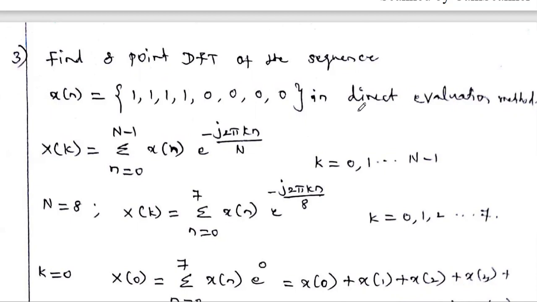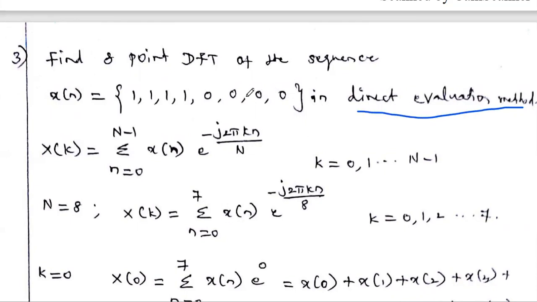If they mention the direct evaluation method, it means using the DFT formula we can calculate the capital X of k value. The same problem can also be performed using the FFT algorithm. Using the DIT algorithm and the DIF algorithm, we may obtain the same 8-point DFT answer. But if the question mentions the direct evaluation method, we must use the direct DFT formula method.